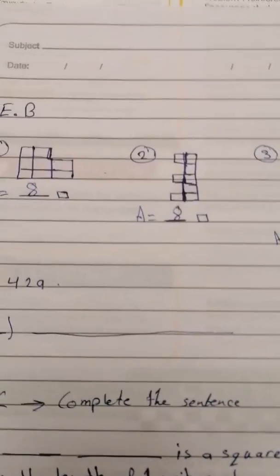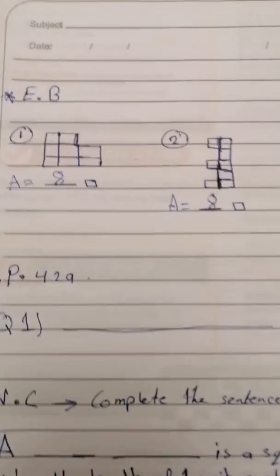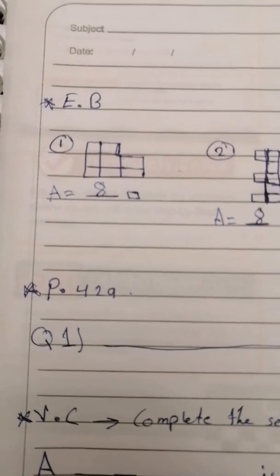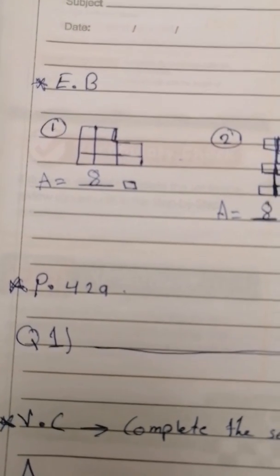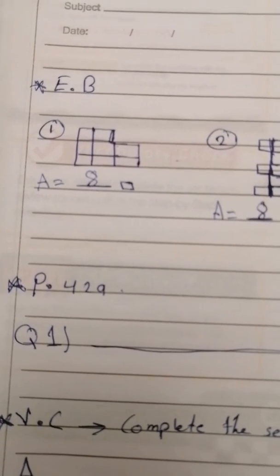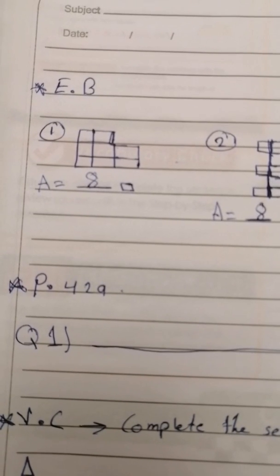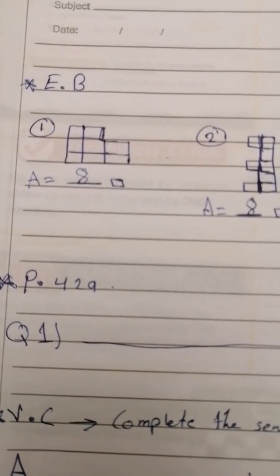Okay, now please go with me to page 429, problem solving. We will do question number 1. I will read it. Julian has a photo. Its shape is shown in the grid. Find the area of the photo in square units.